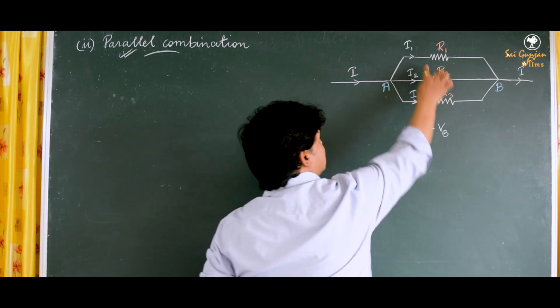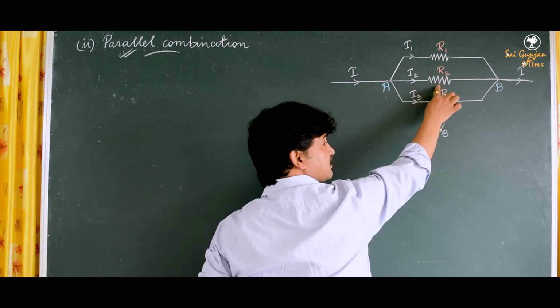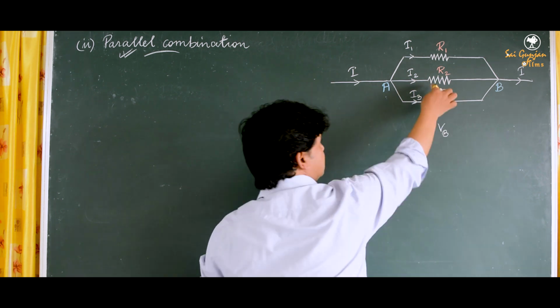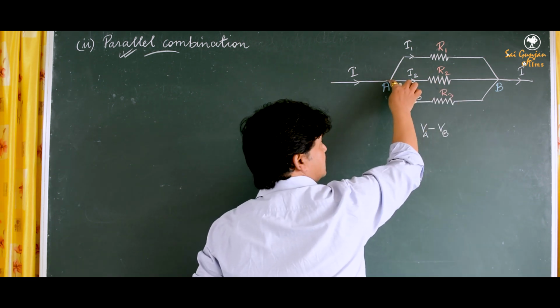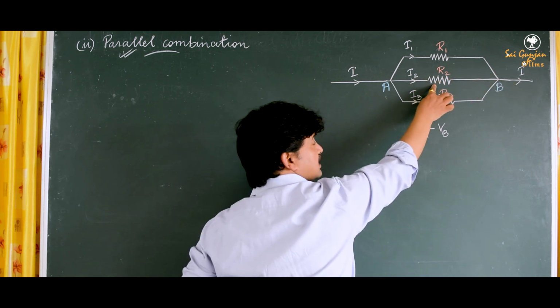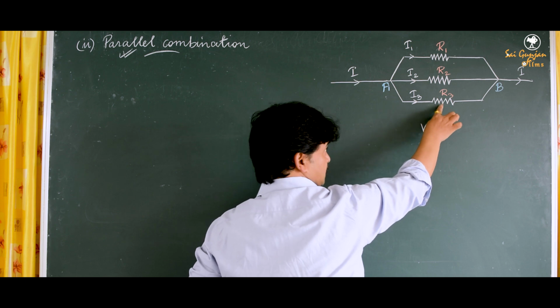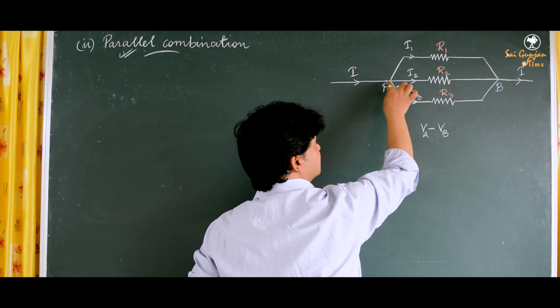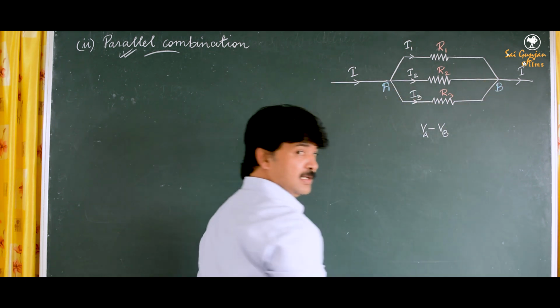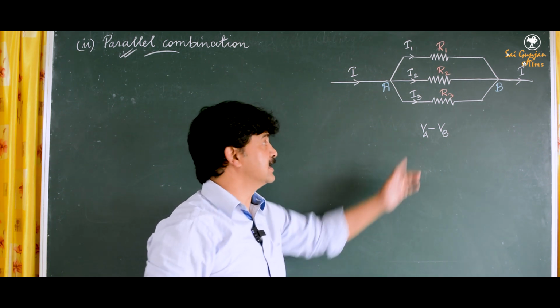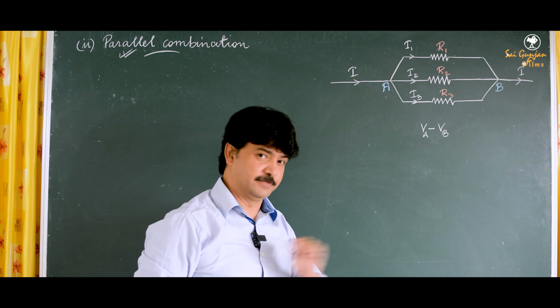So if this is the potential difference for R1, what is the potential difference for R2? For that you have to see the two ends, isn't it? So what is one end? A. Which is the other one? B. So what is the potential difference for R2? Again VA minus VB. Similarly, what is the potential difference for R3? It is VA minus VB. So what do you see here? All the three resistances have the same potential difference.